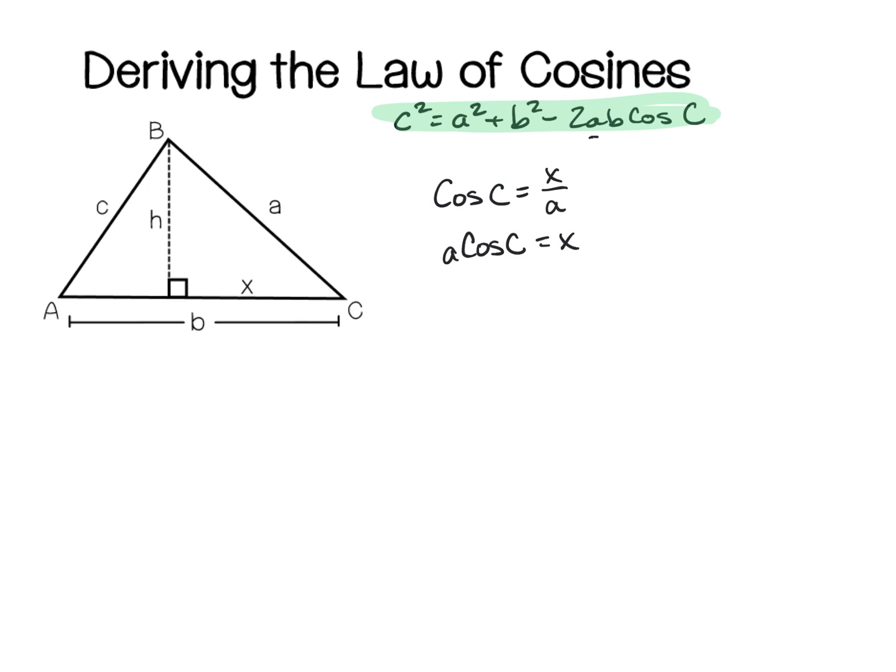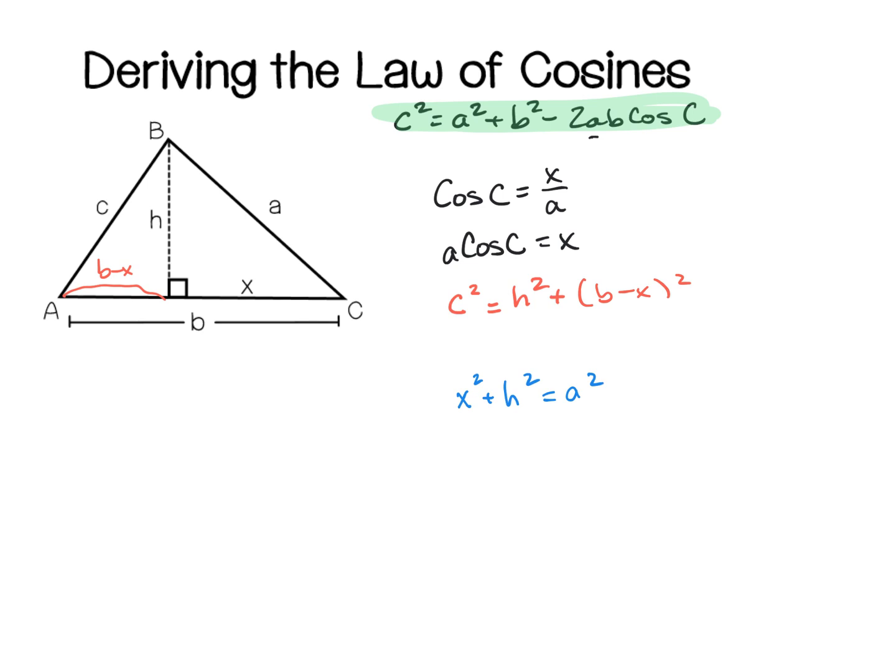So let's start there. I'm going to change colors here. Using that triangle on the left, I know c squared would be equal to h squared plus, I need an expression for this piece here, so that would be b minus x, so plus the quantity of b minus x squared. I also have a right triangle on the right that I can use to use the Pythagorean theorem with. So I'm going to do that one as well. So I would have x squared plus h squared equals a squared.